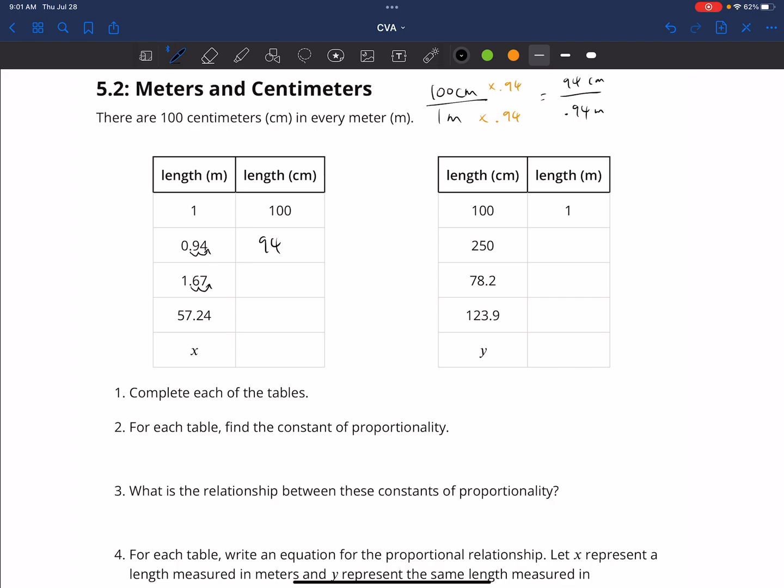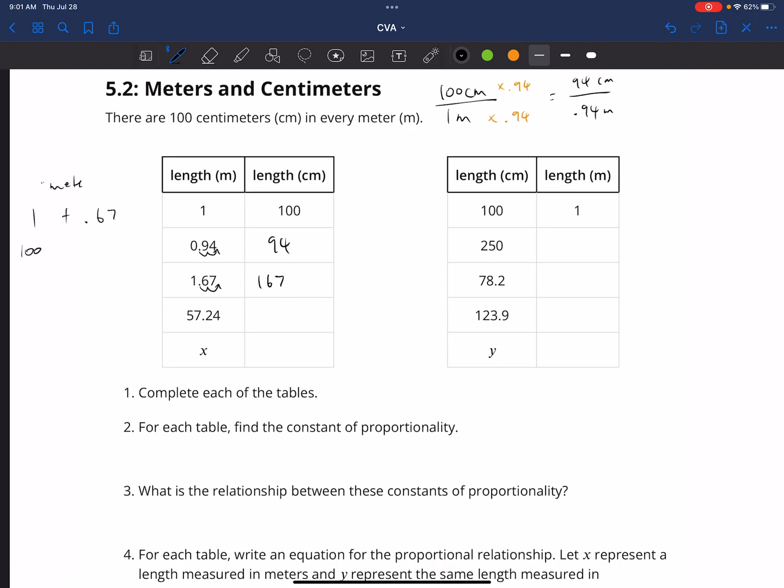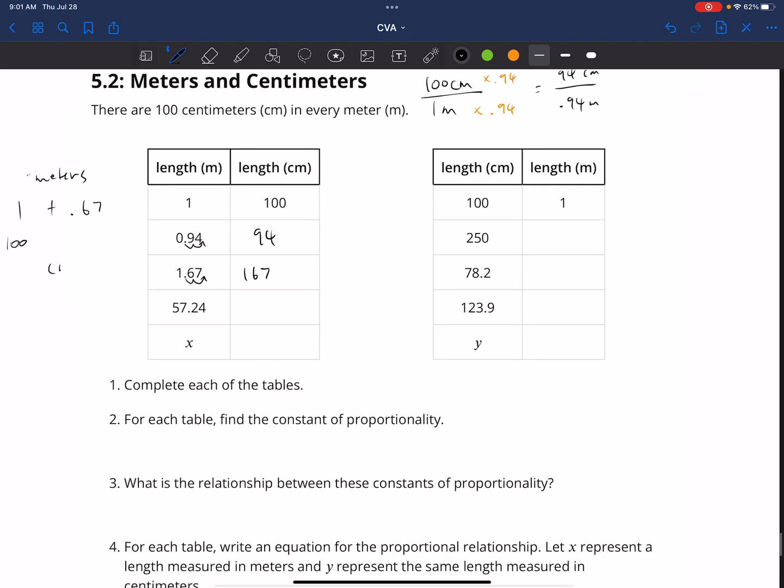1.67 meters is actually 167 centimeters, which makes sense, right? Because for every 1 meter, there are 100 centimeters. So 1 plus 0.67: if 1 meter is 100 centimeters, then 0.67 would be 67 centimeters. So the answer is going to be 167.